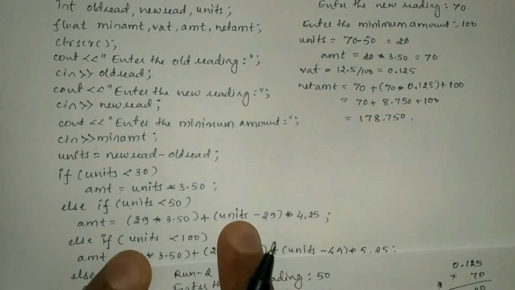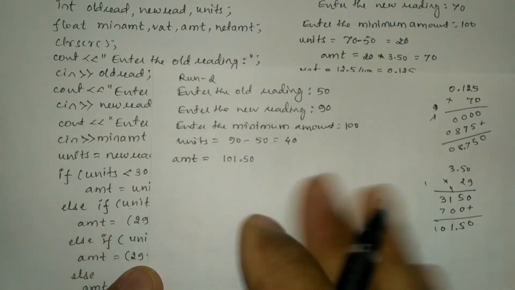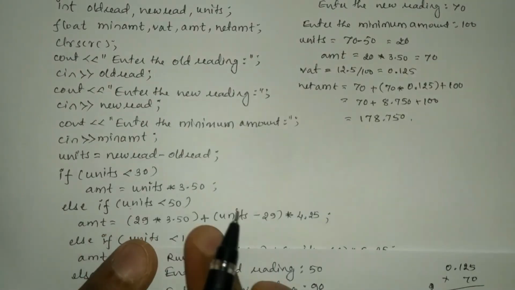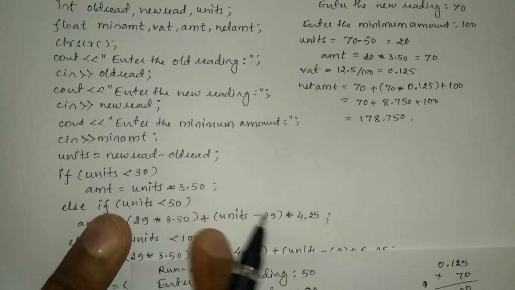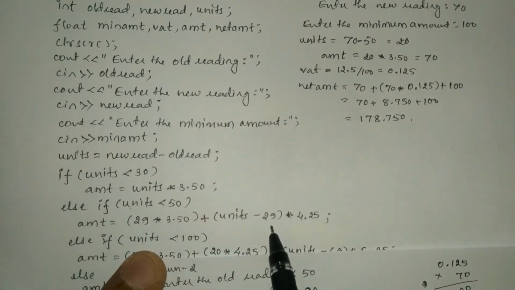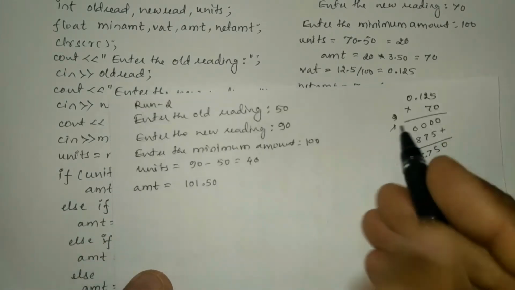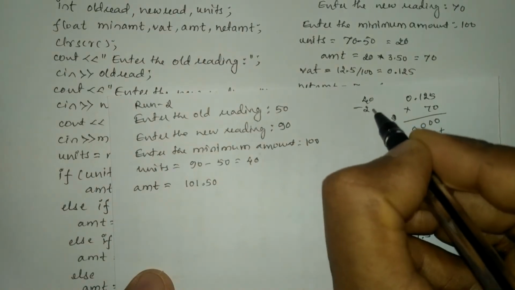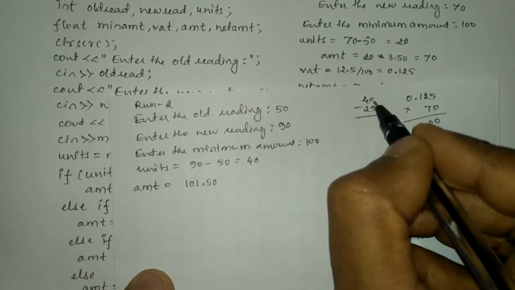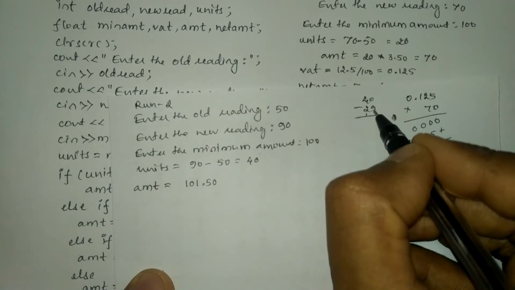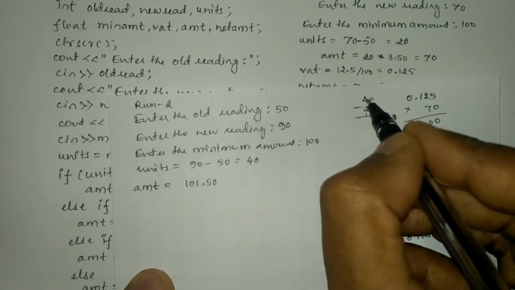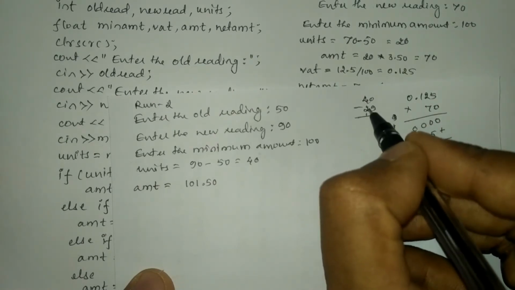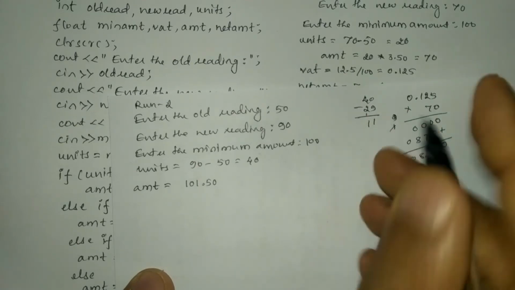So units minus 29. How many units we have already consumed here? 40 units. 40 minus 29, correct? So 40 minus 29 gives me what? 11, correct? So 40 minus 29. So we cannot subtract 9 from 0, take carry. So 10 minus 1 is 1. So here 4 minus 3 is 1. So it is 11 units.